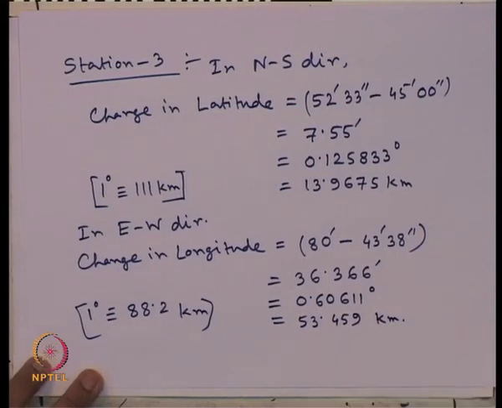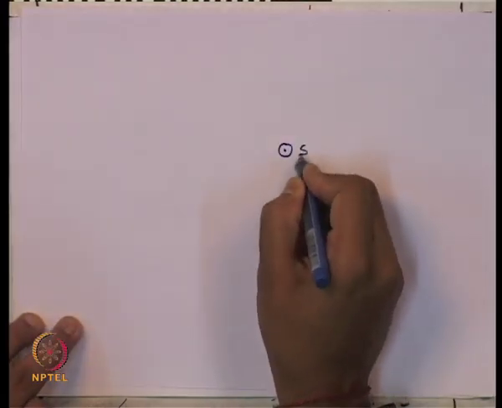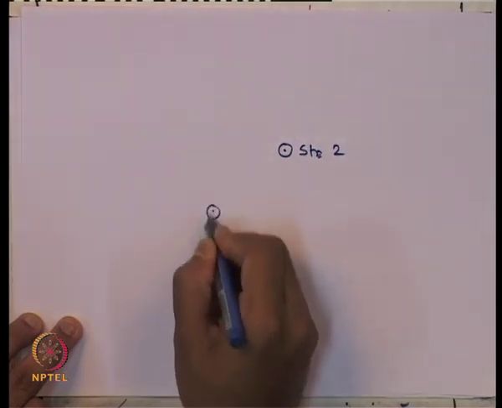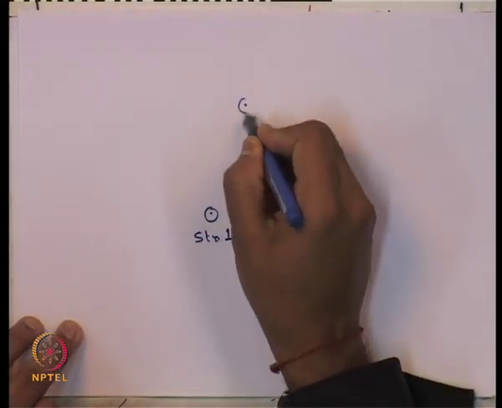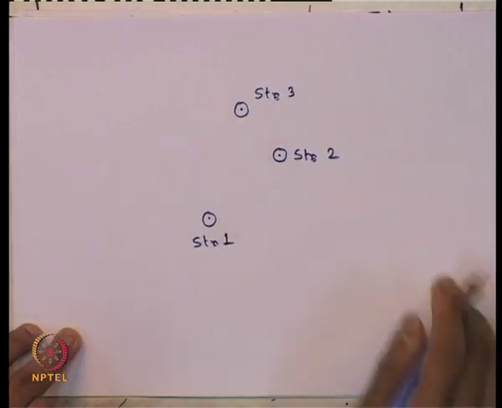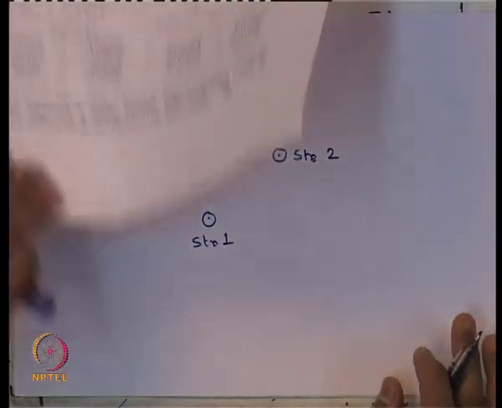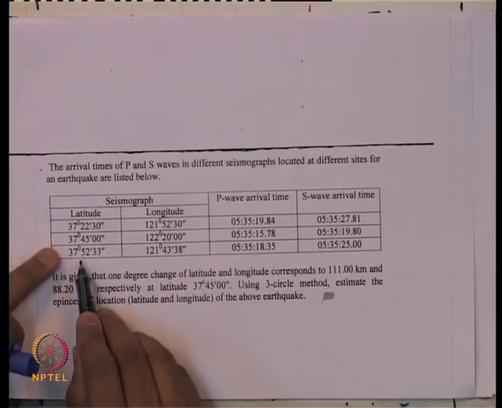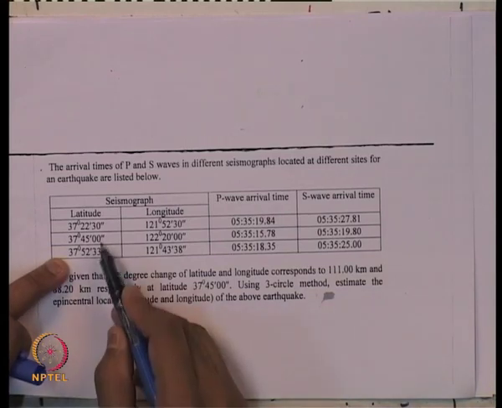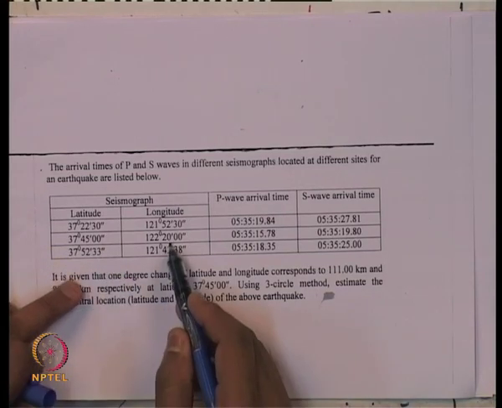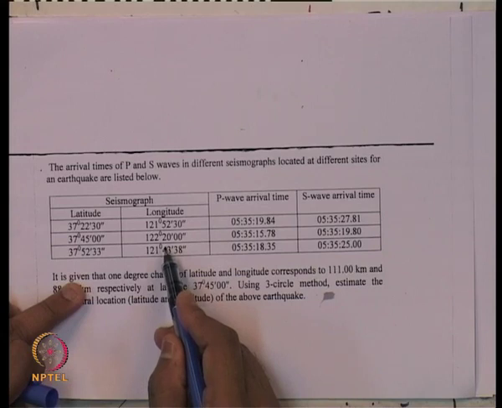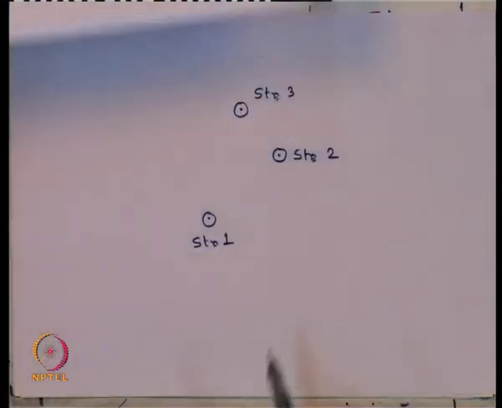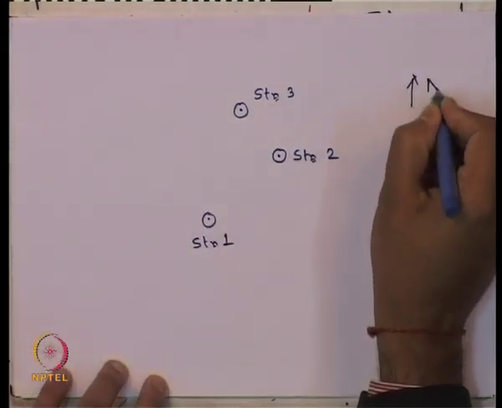That means, if we look at the location of station 3, station 2 is here, station 1 is here, which we have already identified. With respect to that, station 3 will be somewhere here. So, this is the location of station 3. Why? Because compared to station 2, station 3 is located still farther north as far as latitude is concerned, and in longitude, station 3 is on the west side of station 2. So it is in the northwest direction of station 2. That is why northwest. So this is our north direction.